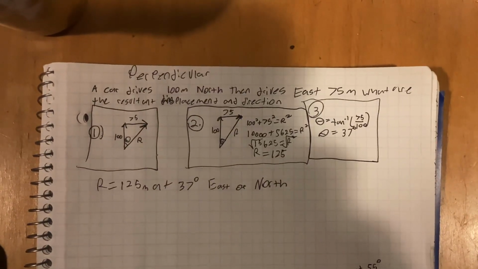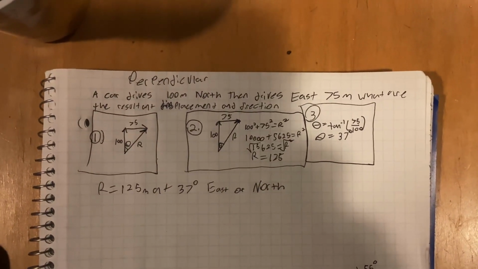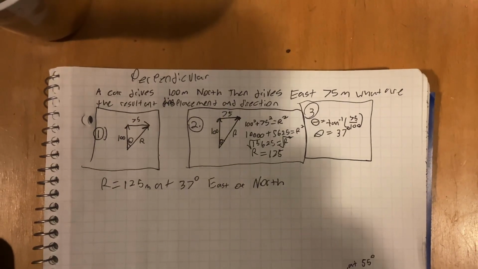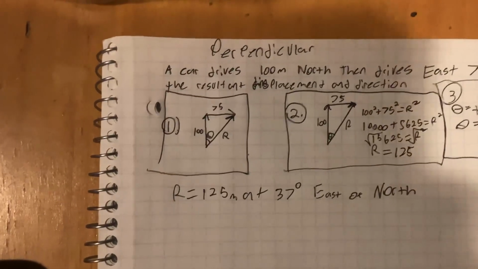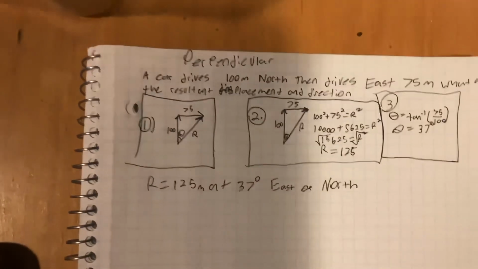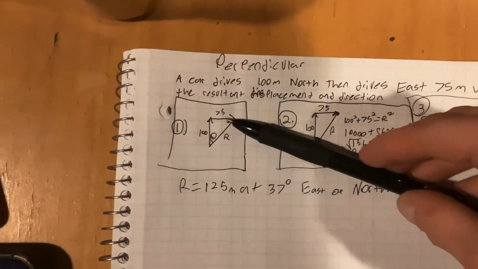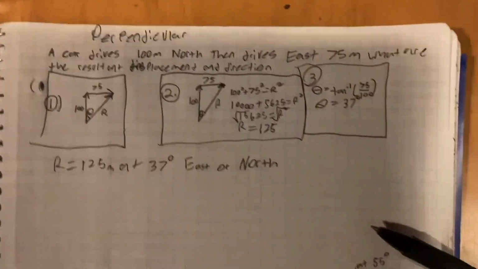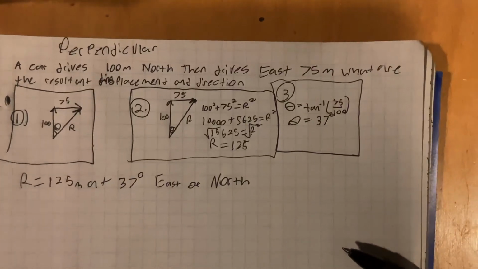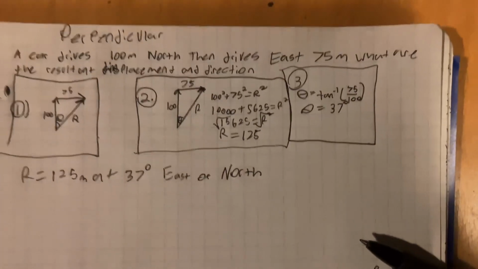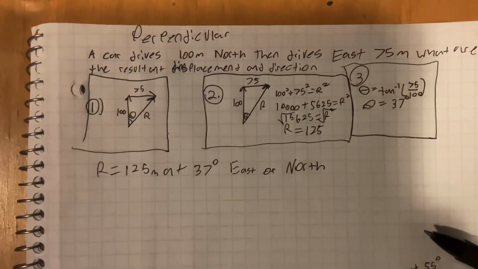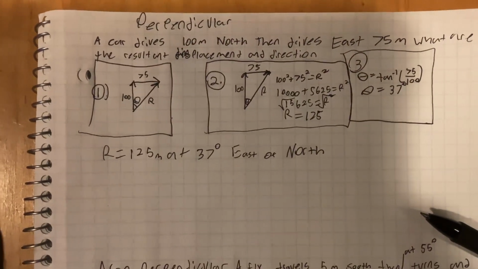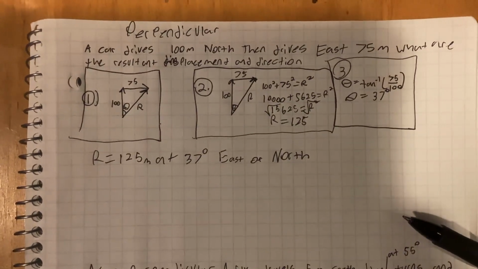For the perpendicular vector problem, a car drives 100 meters north, then drives east 75 meters. What are the resultant displacement and direction? Step 1, you have to draw the triangle out. So it's going 100 meters north and 75 meters to the east. Then you have to solve for r by doing the Pythagorean theorem. Then solve for the angle. Then you put those together and you get r equals 125 meters at 37 degrees east of north.